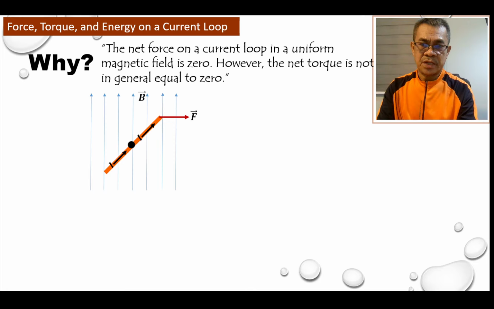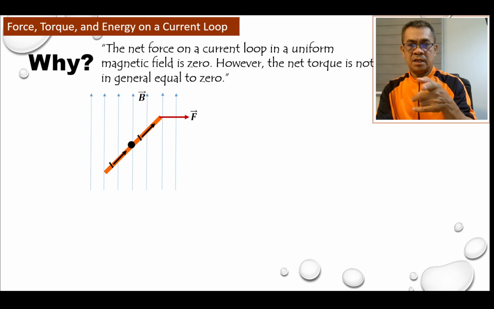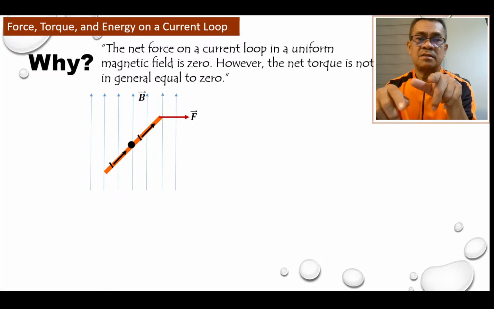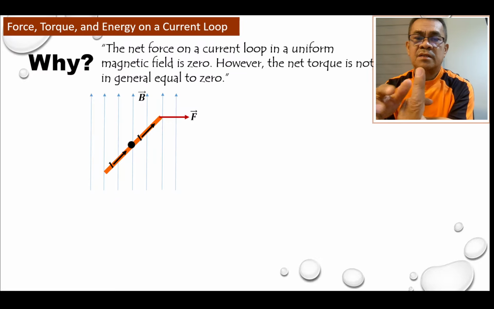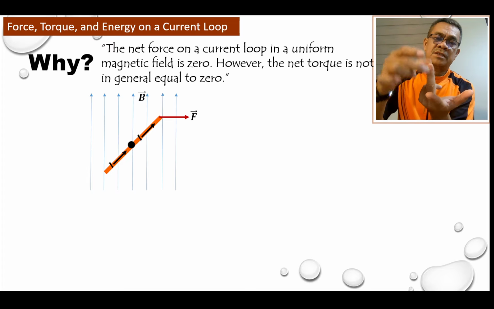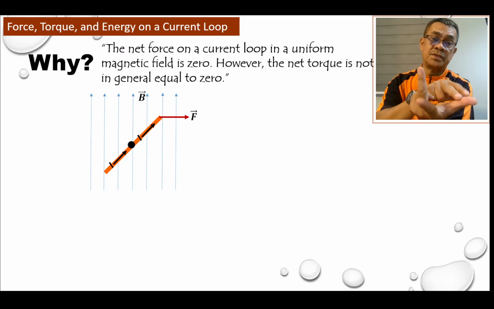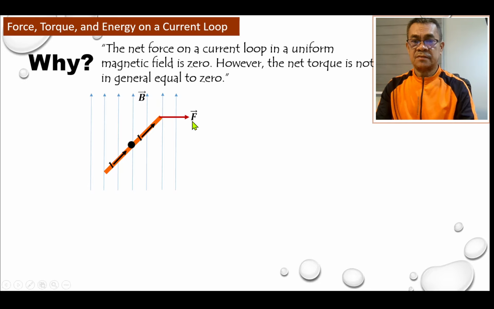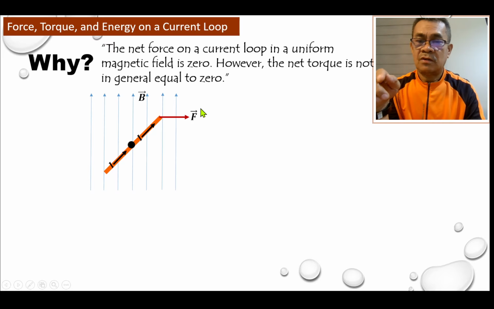Because if you use your right hand rule, the length is inward and the magnetic field is directed upward, then the force must be directed towards the right side. This is the force on the segment of the current loop which is perpendicular to the plane.